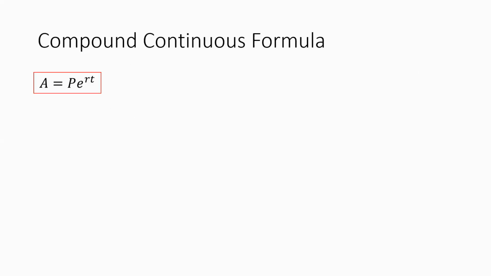Now, the other formula that is used most frequently, and honestly, I keep using examples of savings accounts, but that's pretty misleading. This is the formula that is used in most savings accounts. It's the compound continuous formula. And there's a little bit of a reason for that.